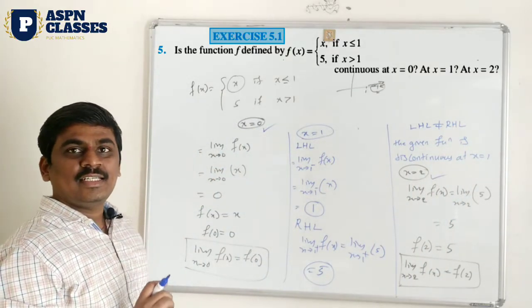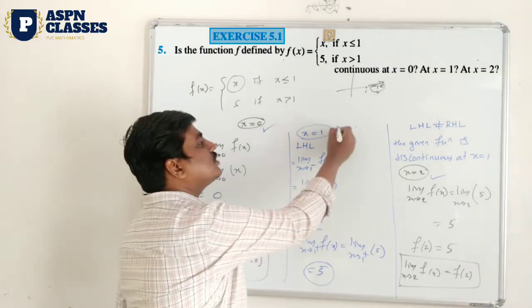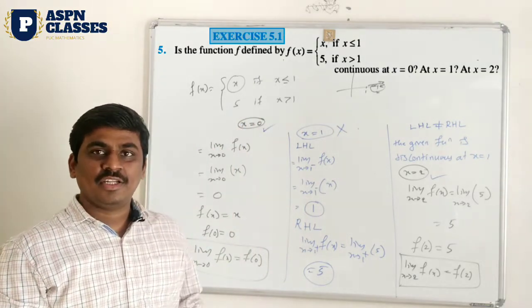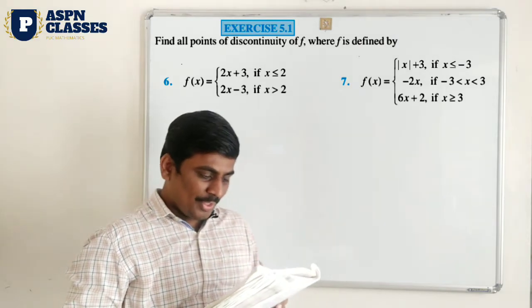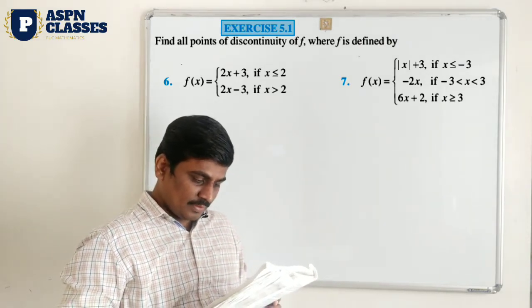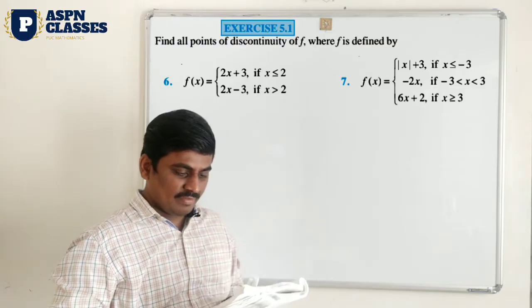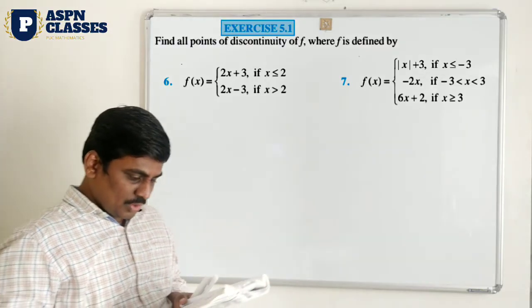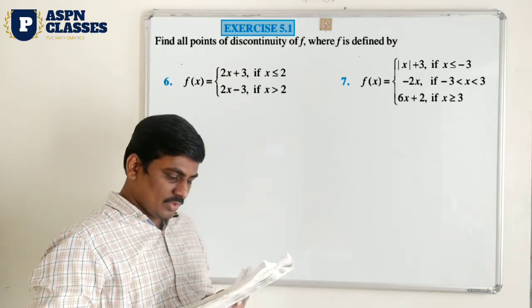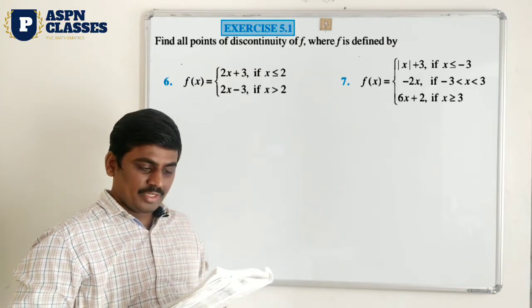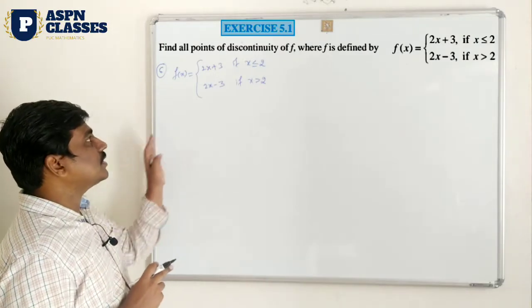These 2 points it is continuous, but x is equal to 1 is discontinuous. Okay, next example, observe here. Find all the points of discontinuity of the function f where f is defined by. Okay, here, questions 6 to 12, we have to find all the points of discontinuity of the function f. Okay, observe here the sixth question.